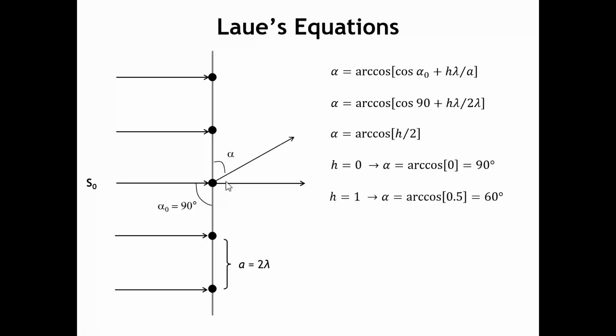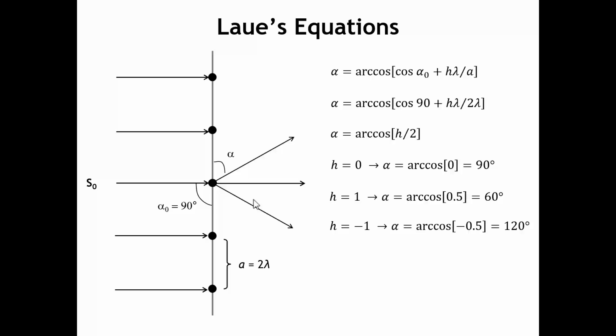What about if h equals 1? Well, in that case, we have the arc cosine of a half, and that's 60 degrees. So in that case, we can see that when the scattered radiation makes an angle of 30 degrees with the path that was coming in, we're going to get constructive interference. And if h equals minus 1, then we get an angle of 120. So we can see that these two beams, which are deflected either 30 degrees on either side of the direct beam, are going to give us constructive interference.